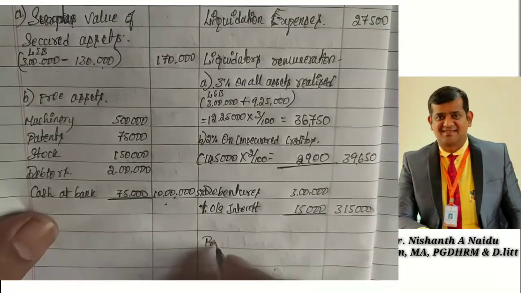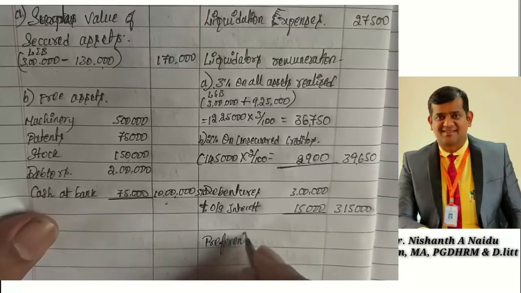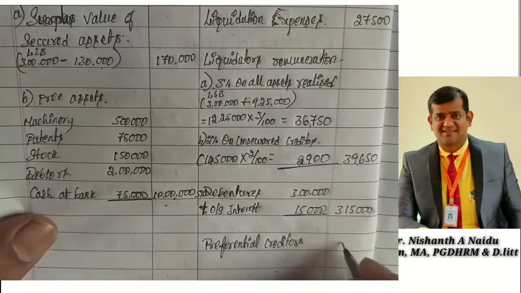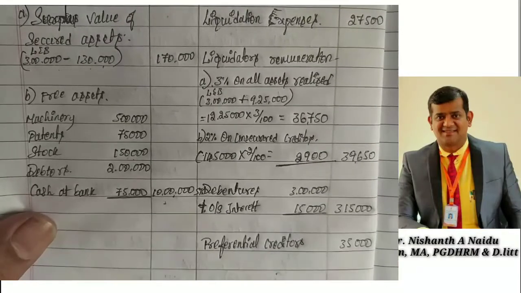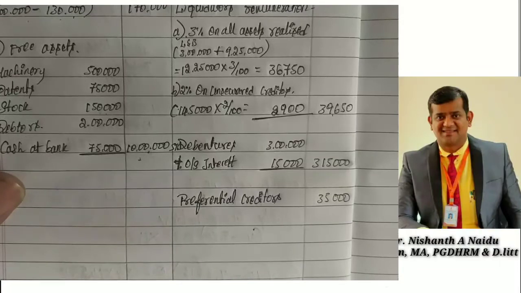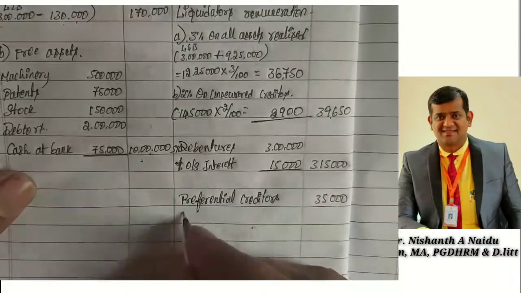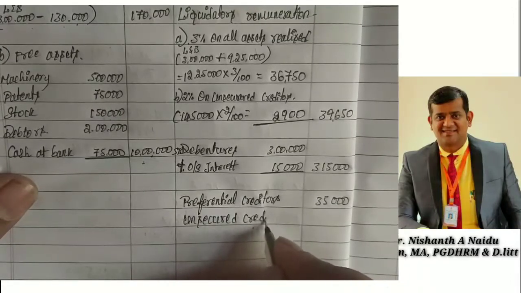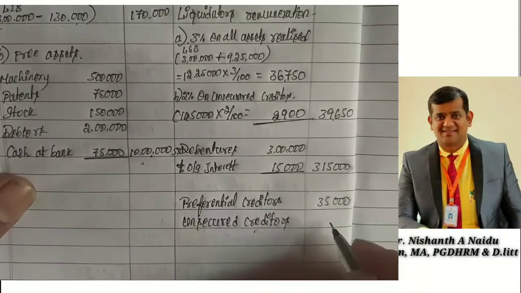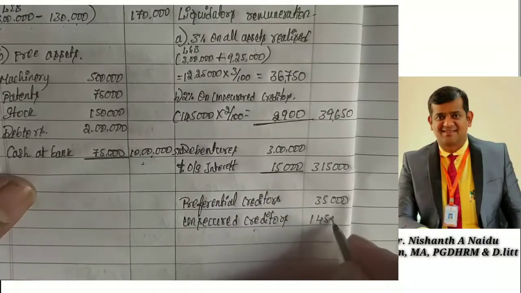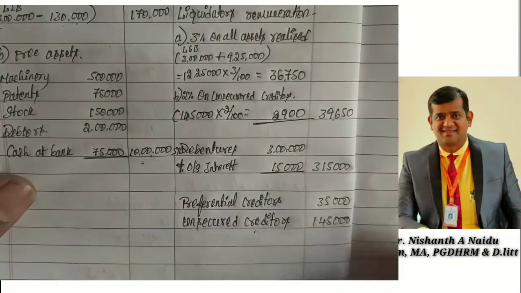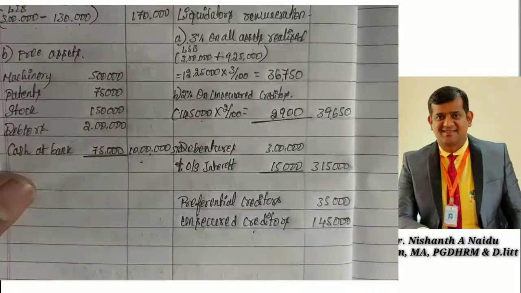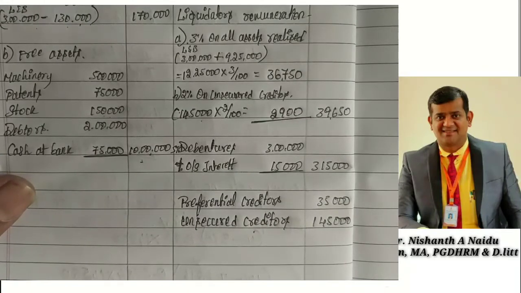So now let us settle preferential creditors. Preferential creditors, how much? 35,000 rupees. Directly I am settling 35,000. So after this we are supposed to settle unsecured creditors. Unsecured creditors, how much? Look at working note number 1. 1,45,000 rupees. So I have settled 1,45,000 on unsecured creditors.